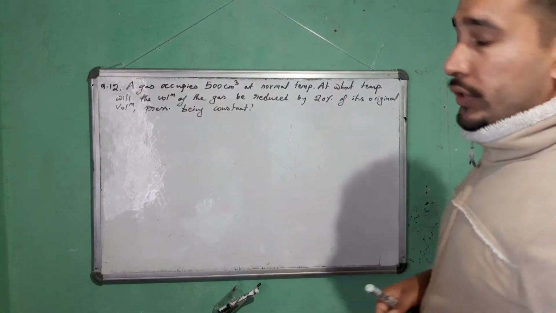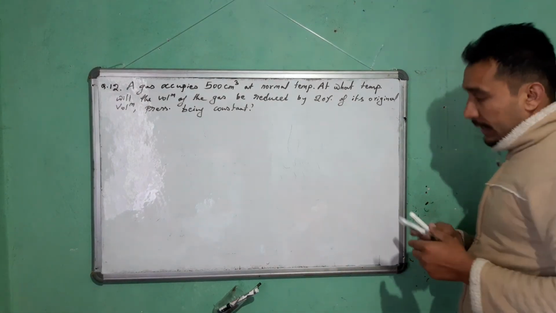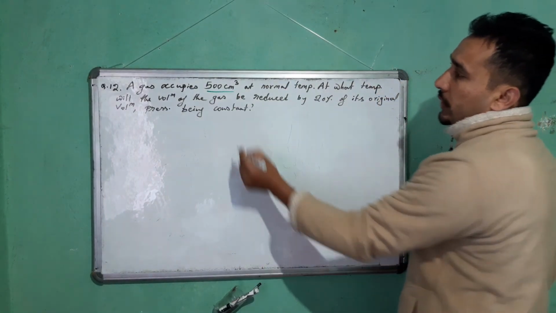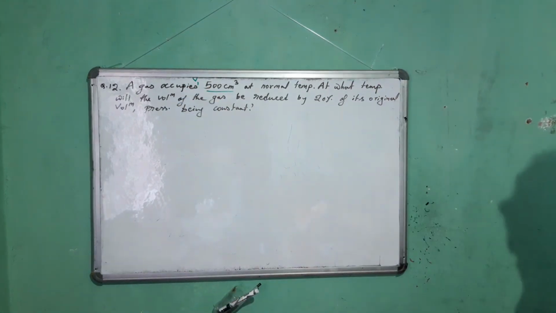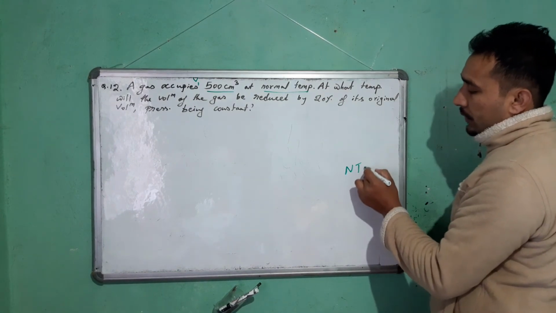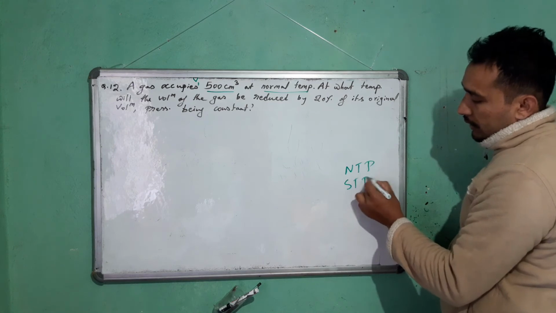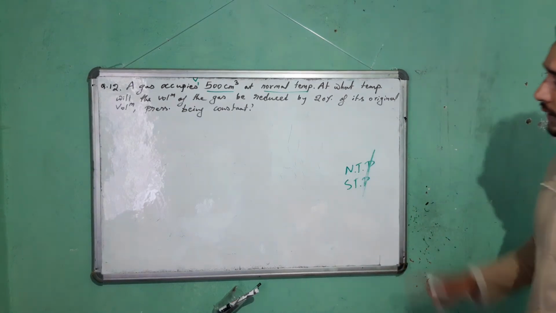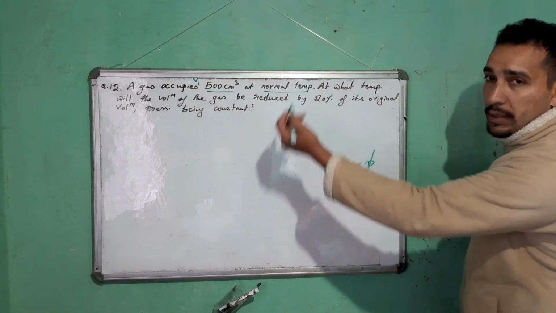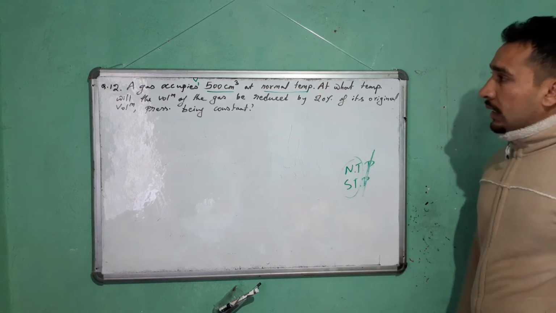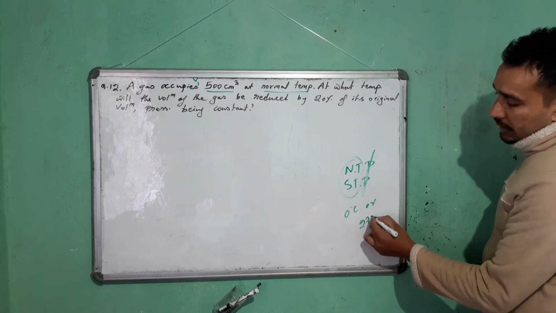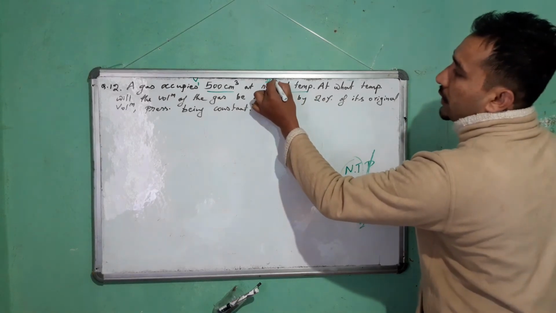Okay. Next question is question number 12. A gas occupies 500 centimeter cube at normal temperature. 500 centimeter cube, this is volume V1. Normal temperature means NTP or STP. Normal temperature and standard temperature are the same. If it says standard temperature instead of normal temperature, it is also the same. The value of normal temperature is 0 degrees Celsius or 273 Kelvin.